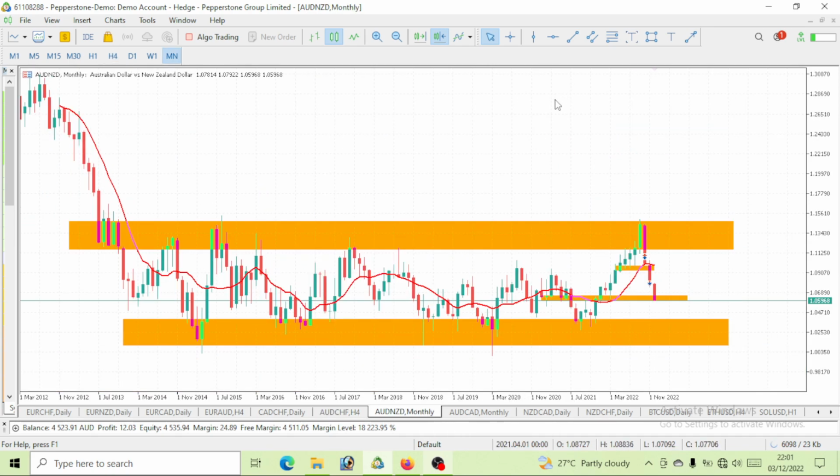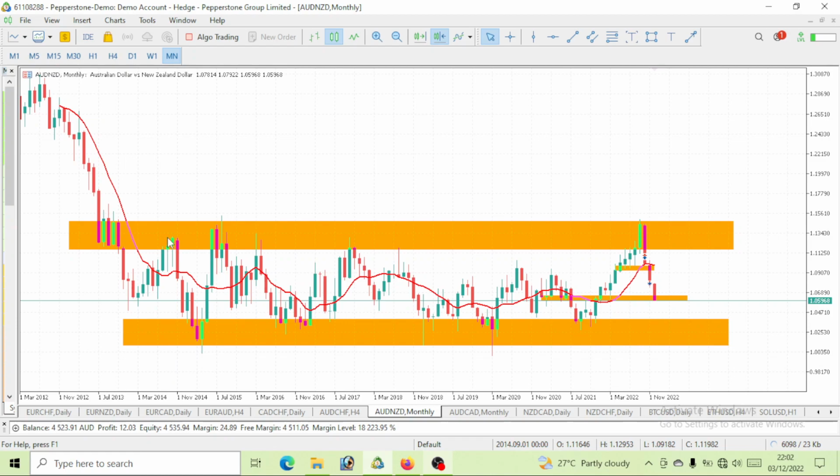So AUD Swiss franc is bearish. Now let's take a look at AUD New Zealand dollar. We would actually analyze it from the monthly time frame. So you can clearly see on the monthly time frame we've aligned some key levels. We will take this level up as our resistance level, right? And this level down, which is low, we will take as our support level.